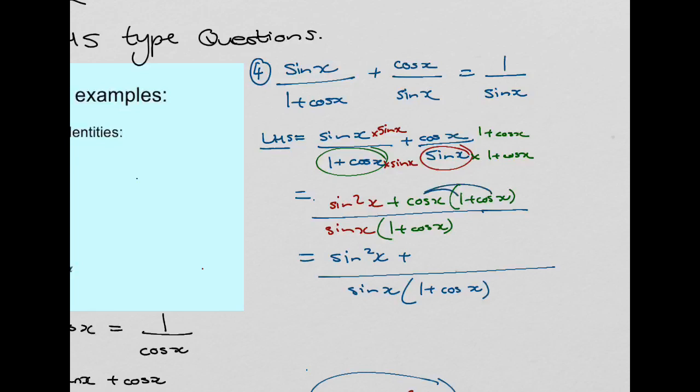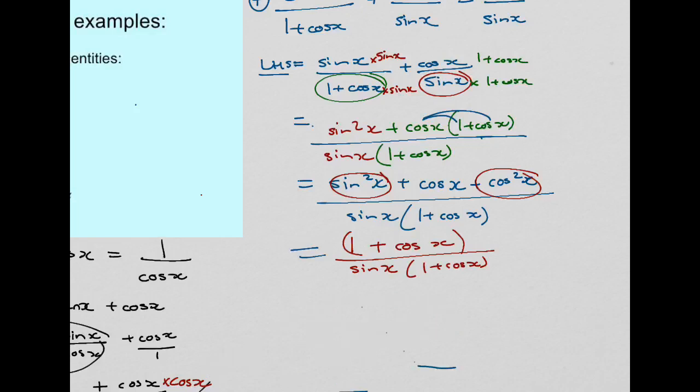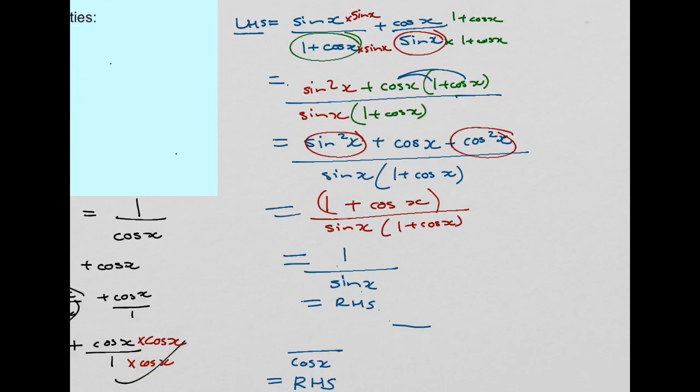Alright, so we're going to have to distribute that second bracket, so it's going to become cos x plus cos squared x, and then you're going to have to group the sin squared and the cos squared is going to become 1, and then you're going to have plus cos x all over sin x times by 1 plus cos x. Now I'm going to put the top in brackets, and you're going to notice that it's the same as the bracket at the bottom. So I'm going to be able to cancel the bracket at the top with the bracket at the bottom, and I'm left with my right-hand side, which is 1 over sin x.